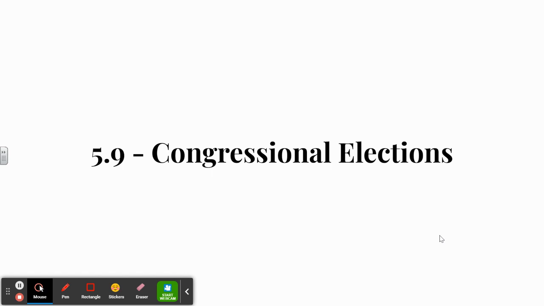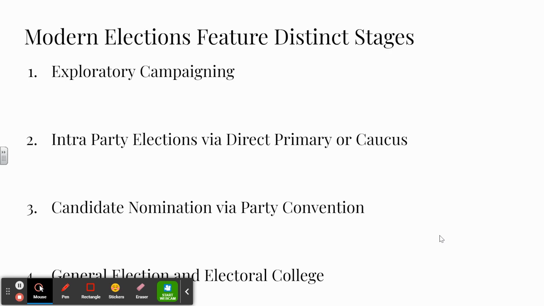All right. So 5.9 is a continuation, a little bit, of 5.8, which was presidential elections, and we talked about that process. What we include today has a lot of similar stuff here. The same four-step process that we discussed in presidential elections is going to be very similar during congressional elections. But it's slightly different in regards to some of the processes and the nuances of getting someone nominated and getting them put in.